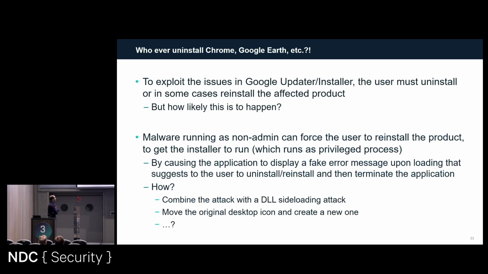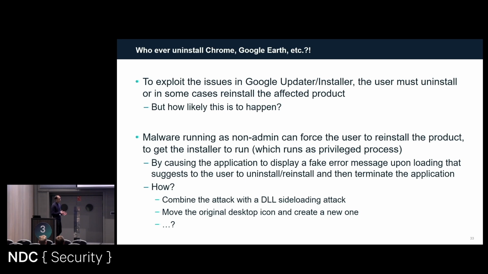Now, the issue. To exploit these issues in Google updater or installer, whatever you want to call it, the user must uninstall the application in order to get the registry key to be deleted, and then delete the link and then what it is pointing to. But how likely is this to happen?